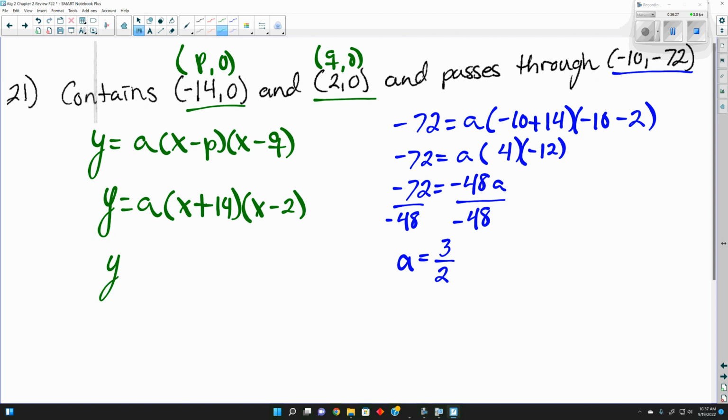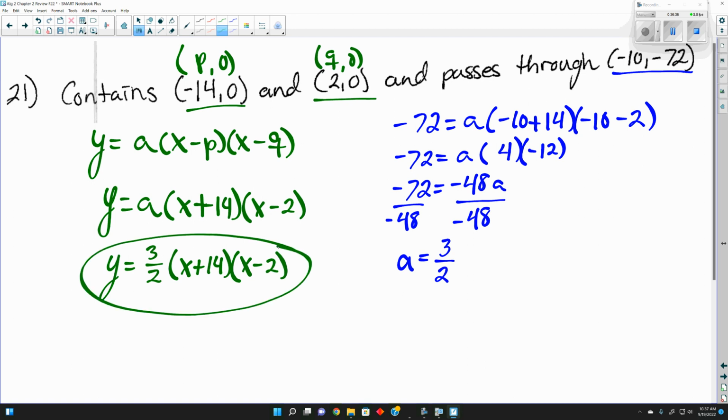So y is equal to 3 halves times x plus 14 times x minus 2. And that's it. And you don't have to do negative 72 over negative 48 in your head. Just type it into the calculator, hit enter, and let it do it for you. Questions on any of this here?